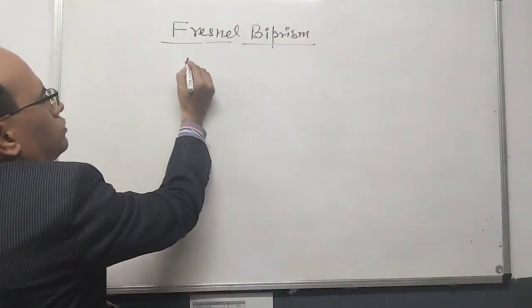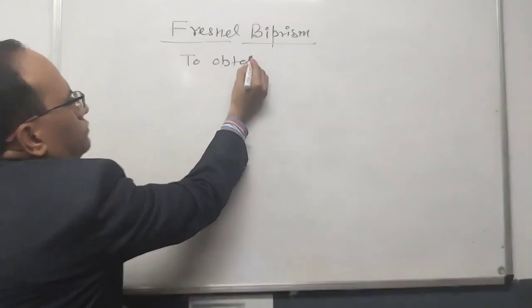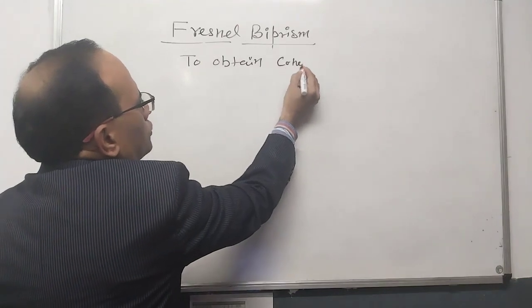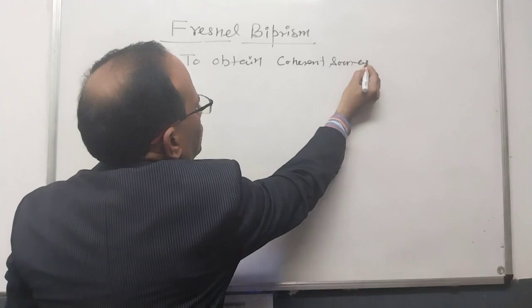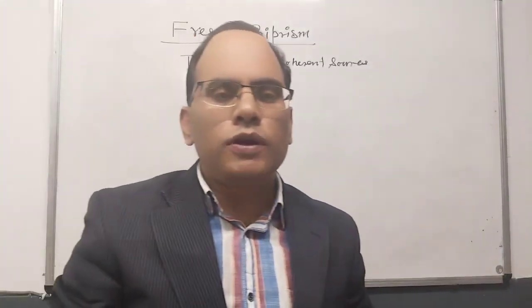What is the meaning of coherent sources? So what are the coherent sources? Coherent sources means the sources have nearly the same wavelength, the same frequency, but a constant phase difference. Here also phase plays an important role.